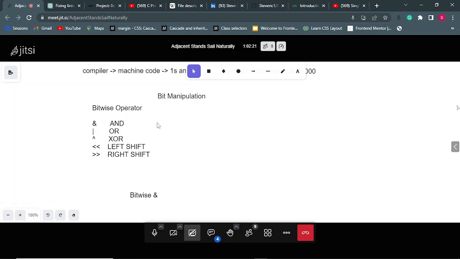Can we all see my screen? Please, can we all see my screen? Yes, okay.